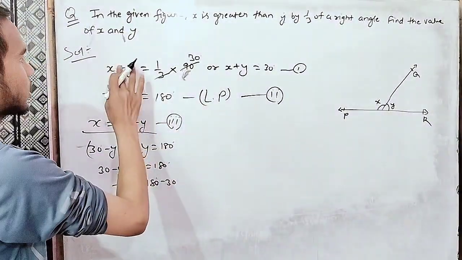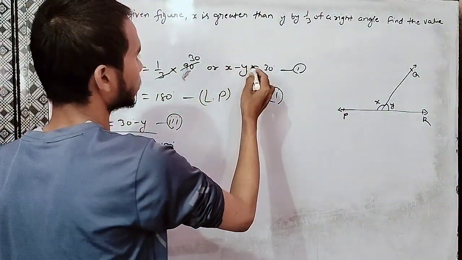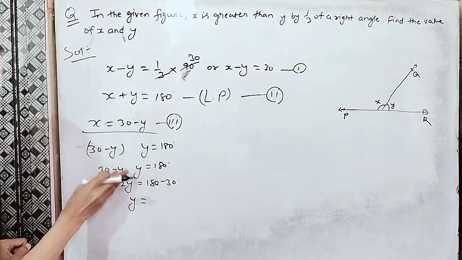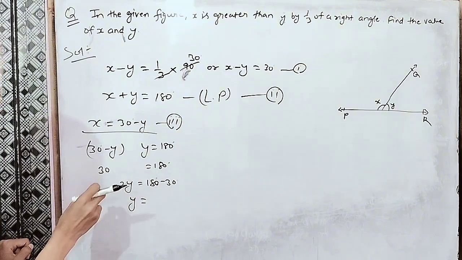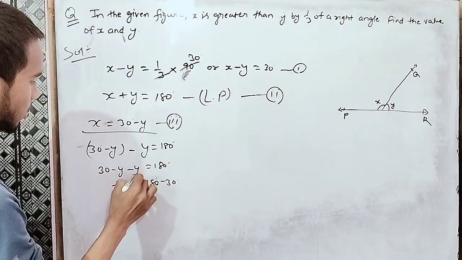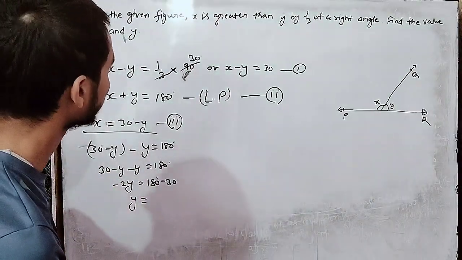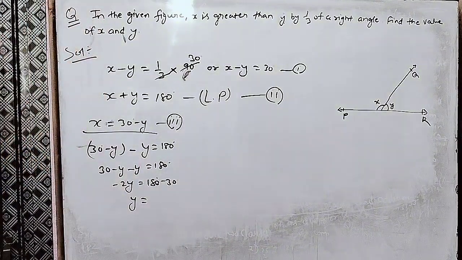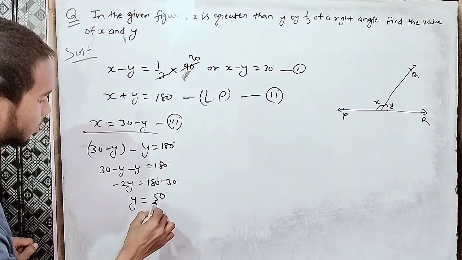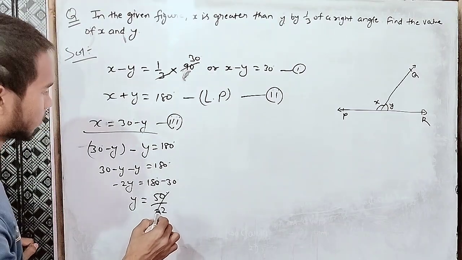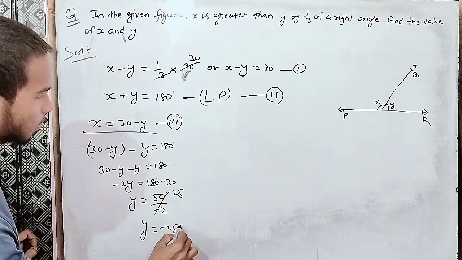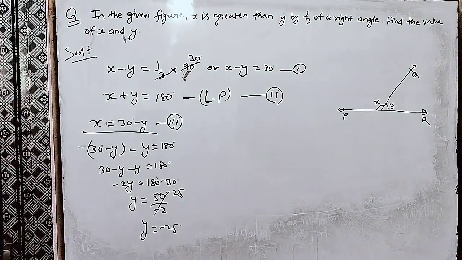Here we did something wrong. This will be a subtraction, because y is less. I am thinking, how can I be wrong? So 30 minus y, and this is y. Okay, 180 minus 30. Here we have what? 180 minus, then we will have 25y, which is minus 25y.